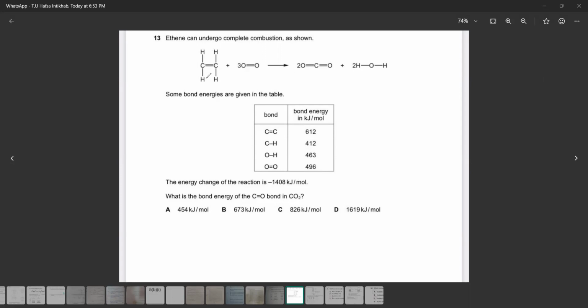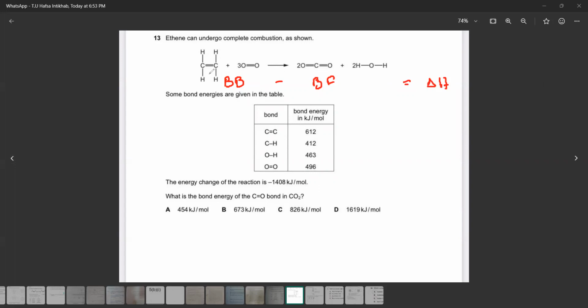So first, ethene is there with four C-H bonds, because the idea is that the bond breaking energy minus the bond forming energy is equal to the enthalpy change. Some of the energy is used to break the bonds, some of the energy is released when the bonds are formed, and the total energy is equal to the enthalpy change.